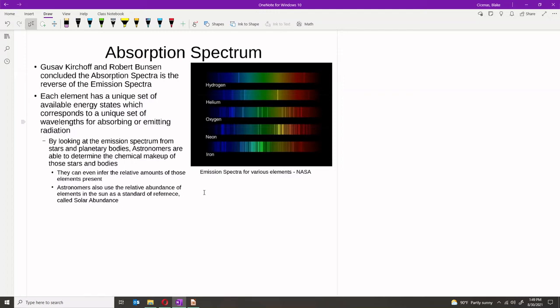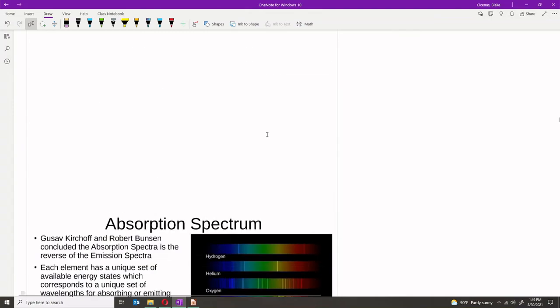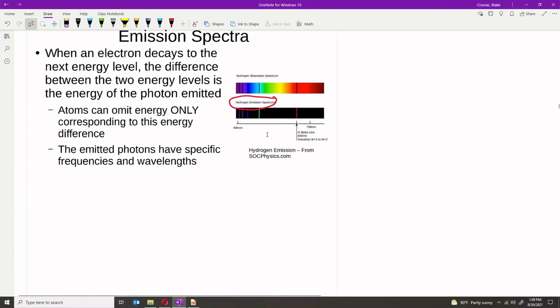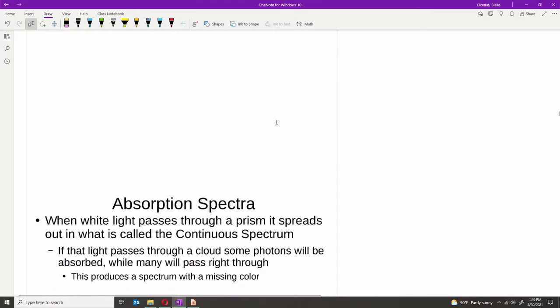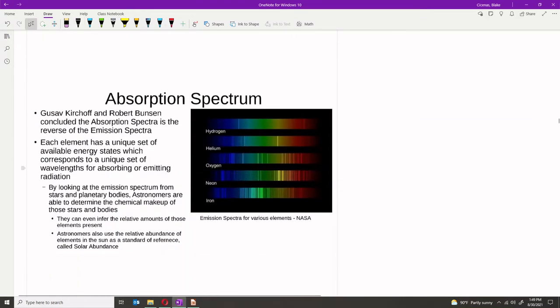Gustav Kirchhoff and Robert Bunsen concluded that the absorption spectrum is, of course, the reverse of the emission spectrum. So if I take a look at this hydrogen, there's a couple little spots here, and I go back, and there's a couple little spots there. If you put them both together, you just have a whole continuous spectrum, ROY G. BIV. And so they were able to conclude that. And each element has a unique set of available energy states, which corresponds with a unique set of wavelengths for absorbing or emitting radiation.